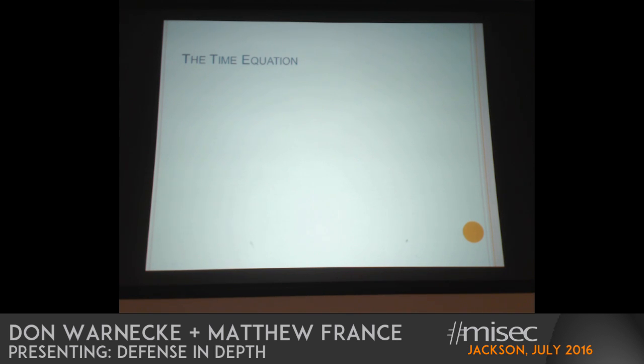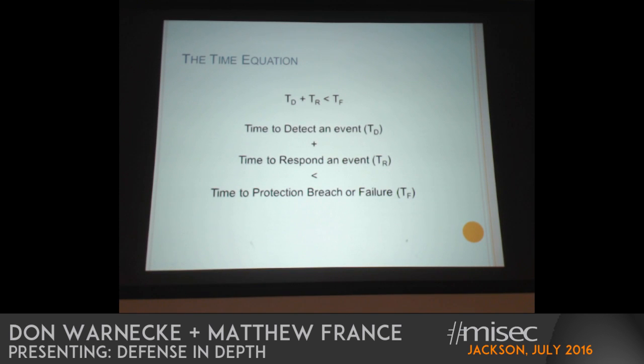The time equation is a way of thinking about the controls that you have and assessing the validity and whether you have sufficient controls. And what it is, it's the time to detect plus the time to respond must be less than the time to failure. The time for your controls to fail, your protections to fail, or the time for your controls to be breached. And if it is, then that's great. That set of controls is effective and you move on.